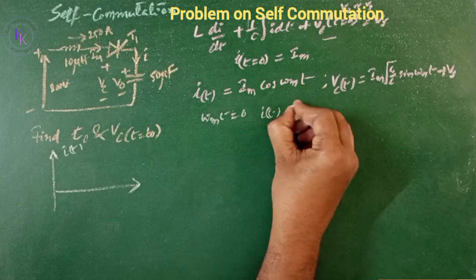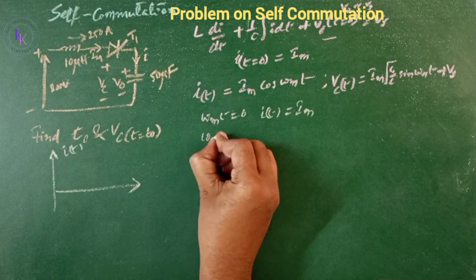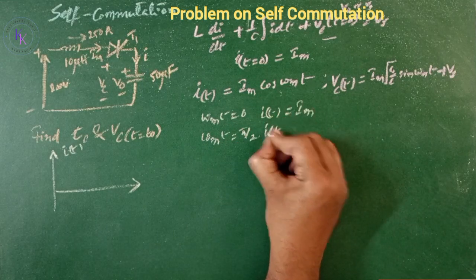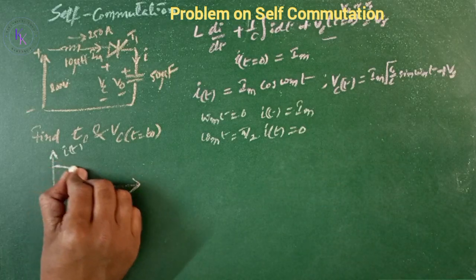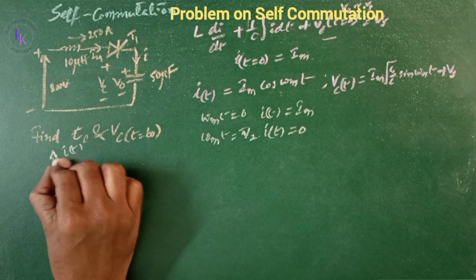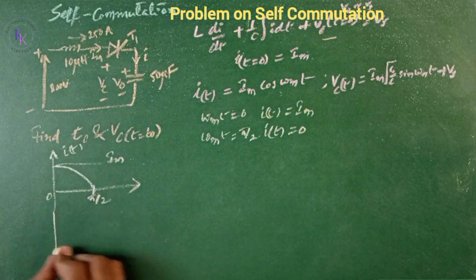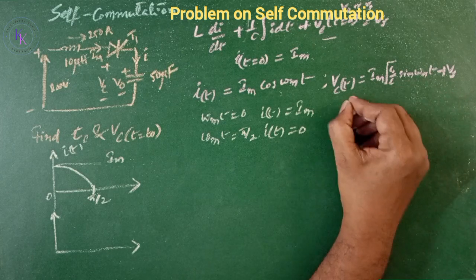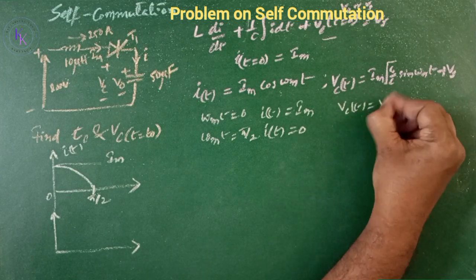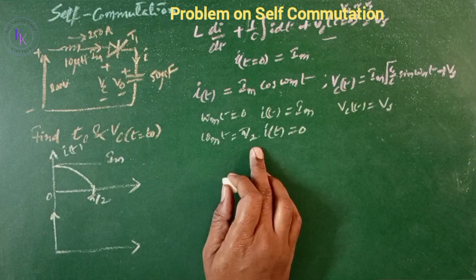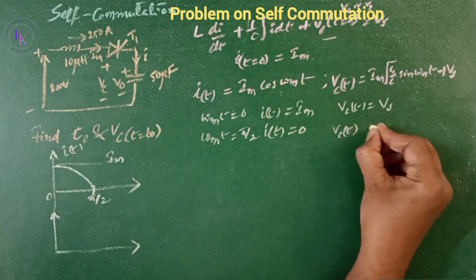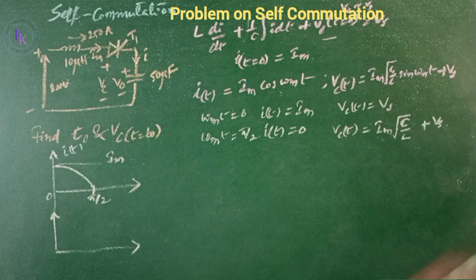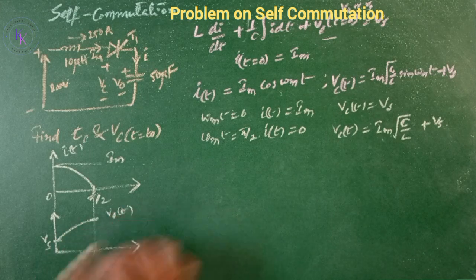At omega m t equals 0, I of t equals Im. When omega m t equals pi by 2, cos pi by 2 is 0, so I of t equals 0. At omega m t equals 0, sin 0 is 0, then Vc of t equals Vs. When omega m t equals pi by 2, then Vc of t equals Im square root of L by C plus Vs.